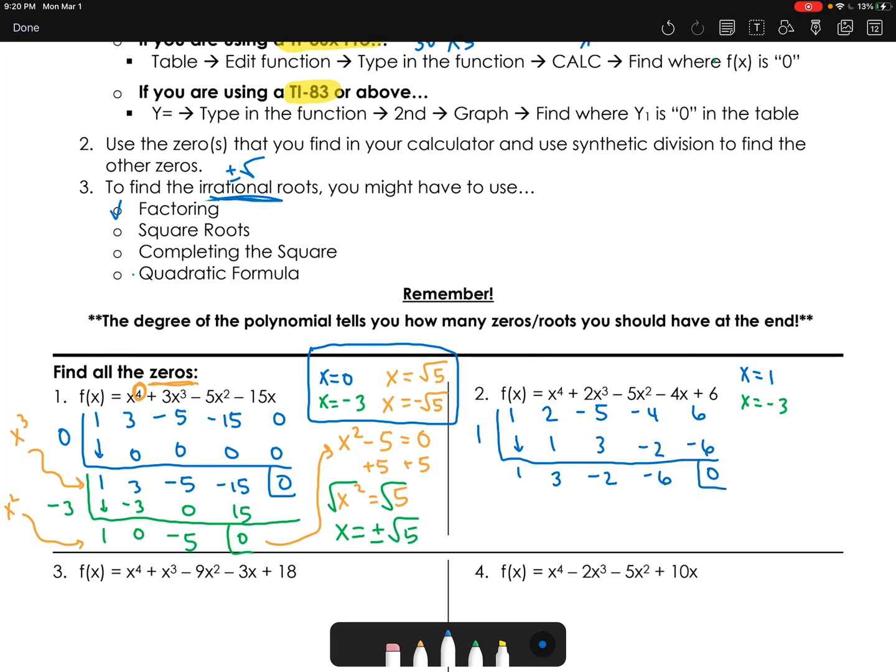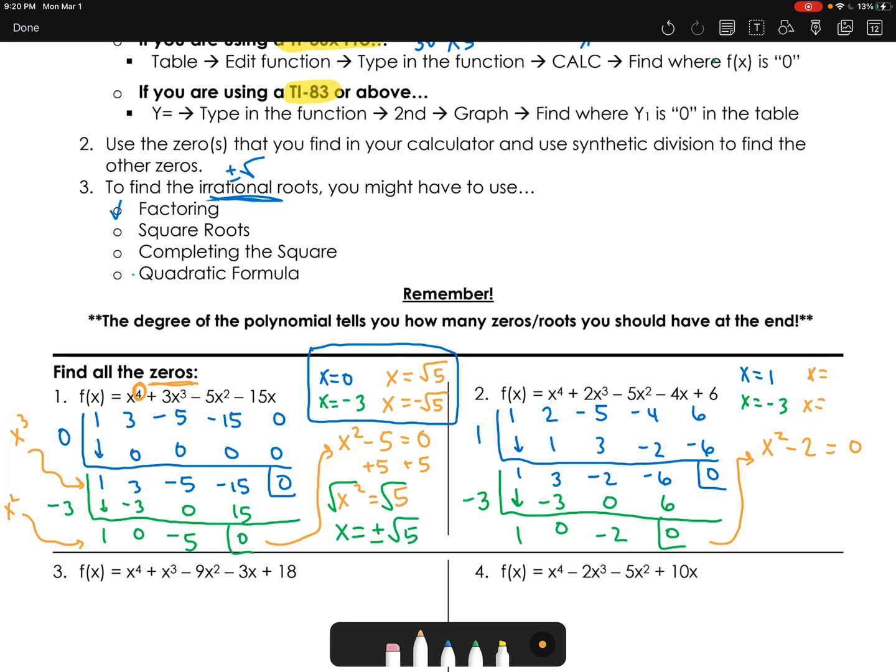Okay, your remainder should always be 0. And now I'm going to do synthetic division again. Okay, 1, -3, 0, 0, 6, 0. There we go. So this now, see if you can write it on your own, will be x squared minus 2 equals 0. And I'm trying to find my last two zeros here.